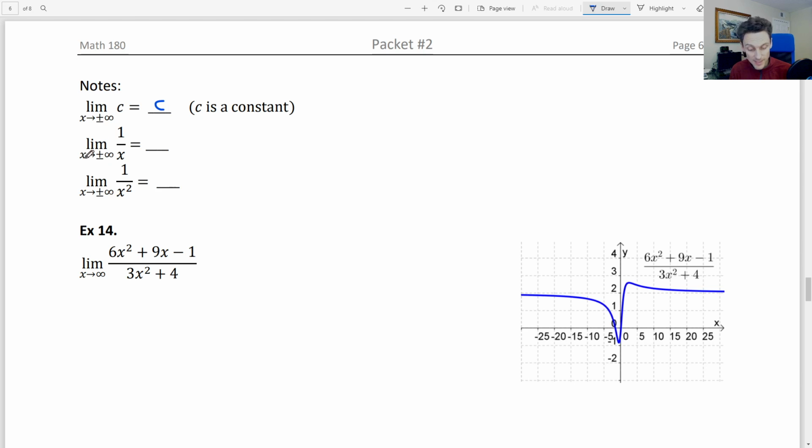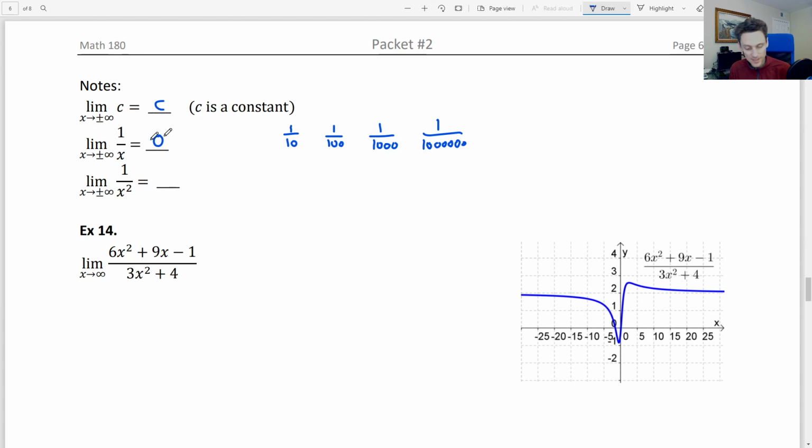Now let's look at the limit as x approaches plus or minus infinity of 1 over x. What do you think that's going to be? If you said 0, that would be correct. The idea here is that if x is approaching positive infinity, let's say, then the x values are going something like maybe 10, 100, 1,000. We could write 1,000,000.